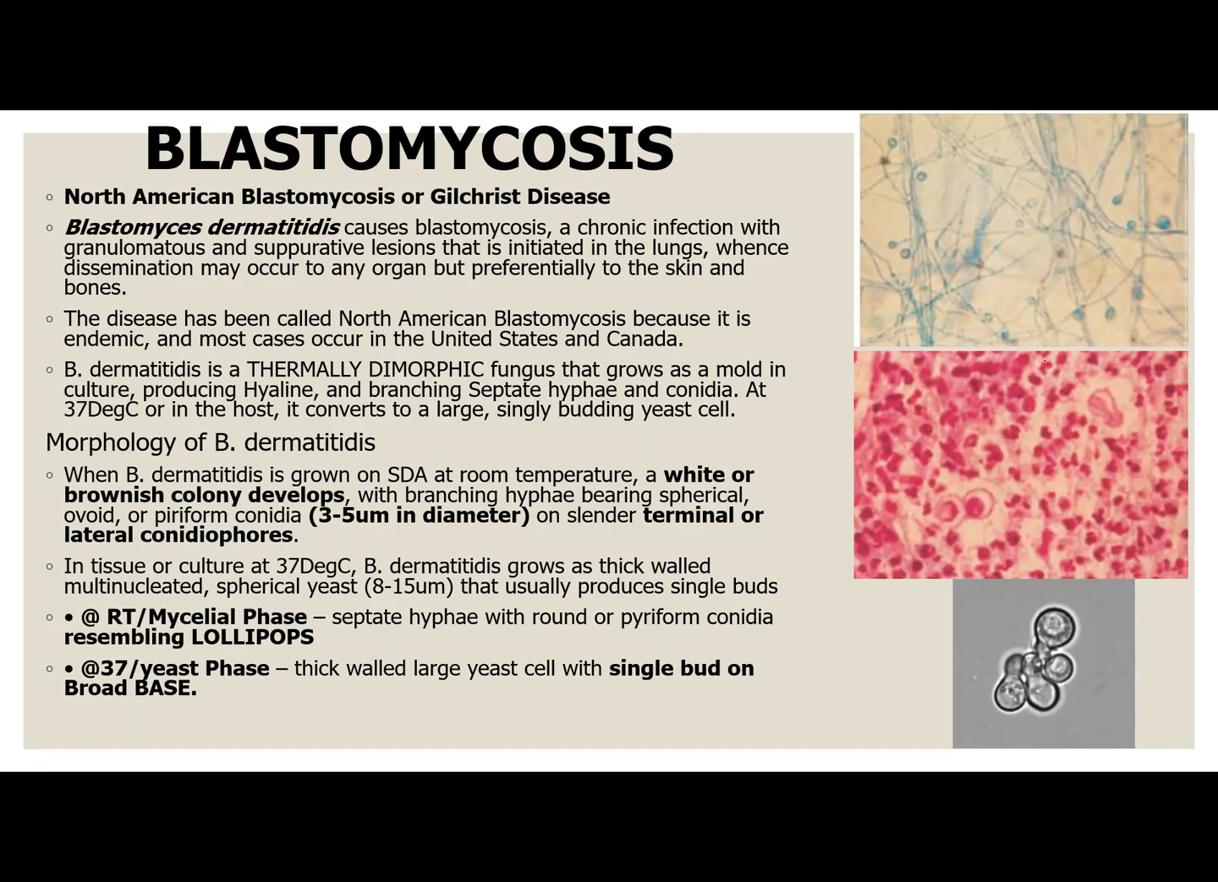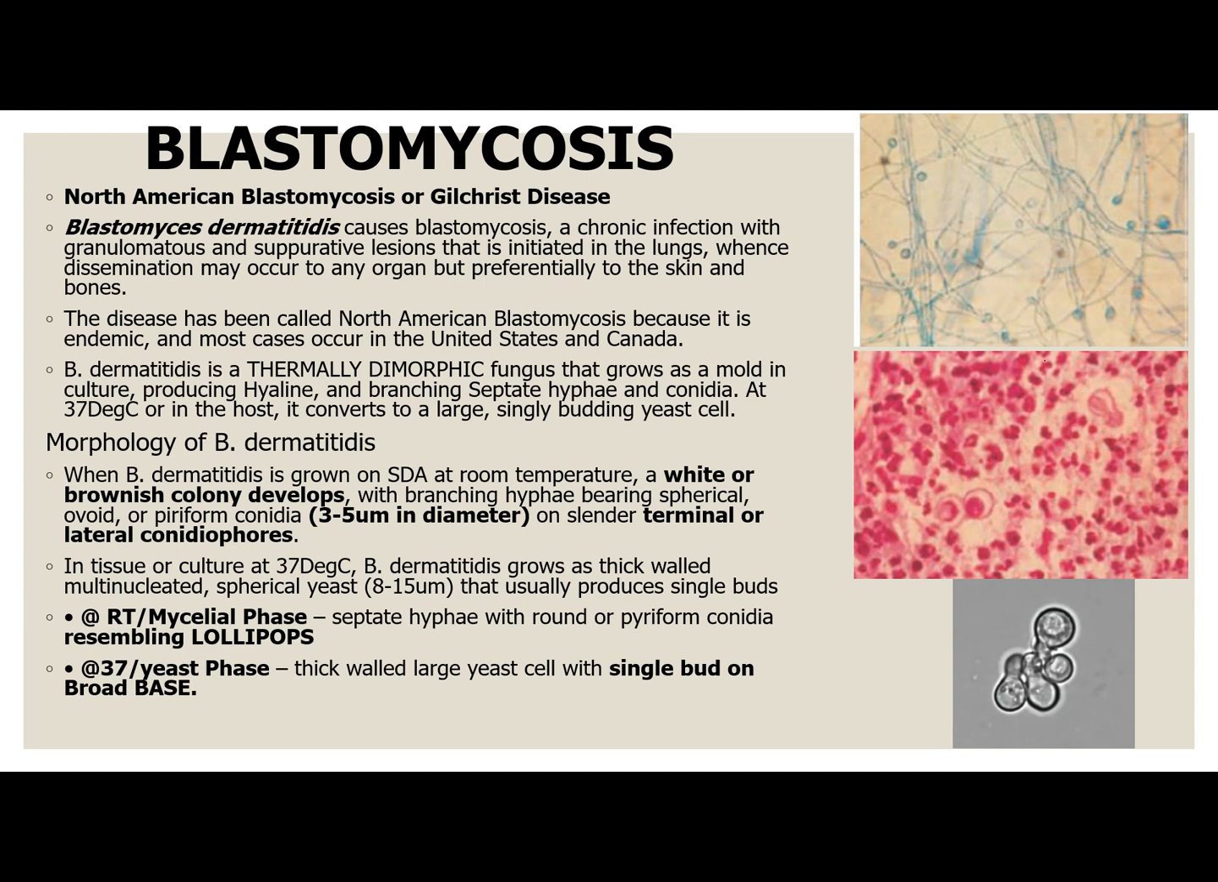The Blastomyces dermatitidis, class, please take note, is a thermally dimorphic fungus that would grow as a mold in culture, producing hyaline and branching septate hyphae and conidia. At 37 degrees or in the host, it converts to a large, singly budding yeast cell. So when you grow your Blastomyces on SDA at room temp, a white or brownish colony develops with branching hyphae bearing spherical, ovoid, or pyriform conidia.